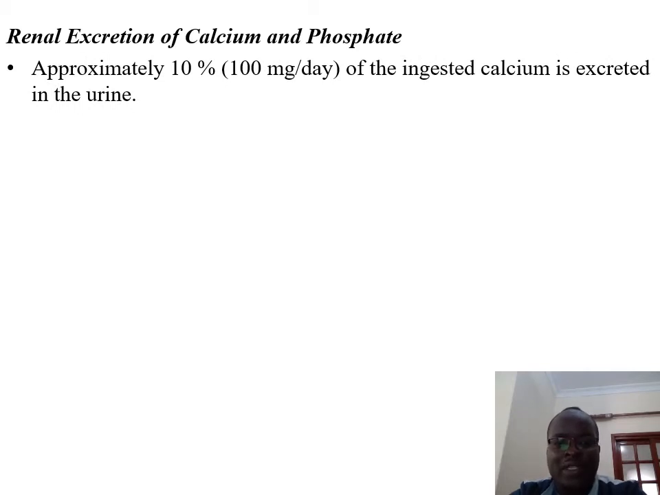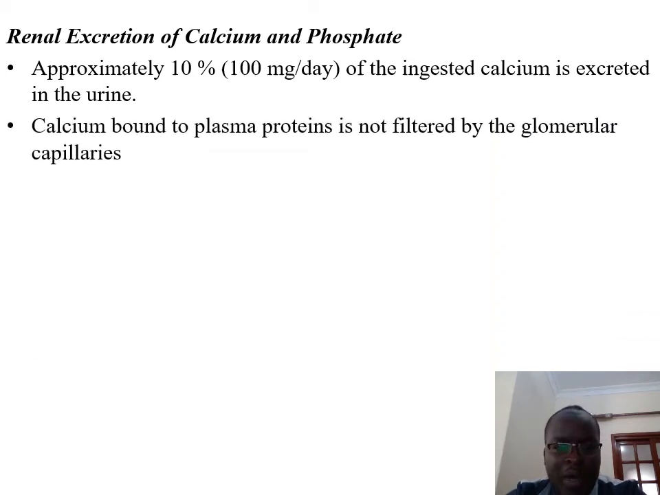Approximately 10% of ingested calcium is excreted in the urine. So the same 10% that was ingested is going to be excreted in the urine to maintain the steady state concentration of calcium, because the body has got its own calcium. If you are absorbing 10% of calcium, the same 10% has to be excreted so that the levels of calcium within the body are maintained. Otherwise, if you are gaining or losing, you end up with hypercalcemia or hypocalcemia.